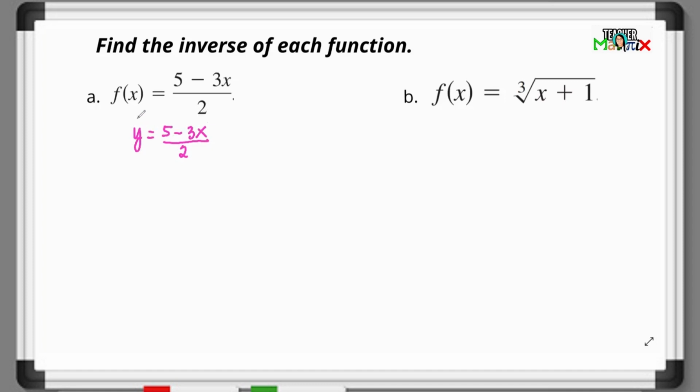Then, i-interchange yan. Yung y at x. Ibig sabihin, y ay magiging x, tapos si x naman, magiging y. So, let's make this as x. Then, 5 minus 3y. Yan, nag-interchange na sila. Over 2.